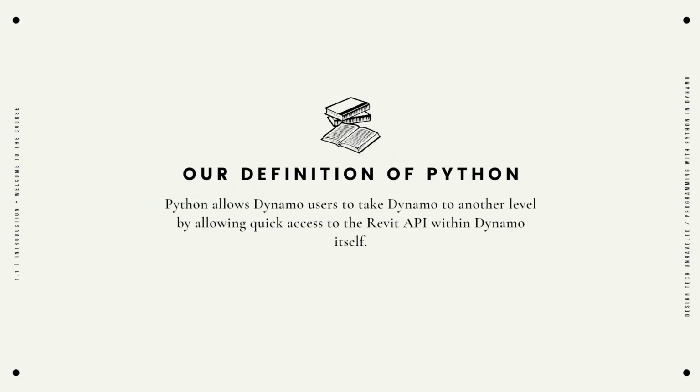For this course, we can define Python slightly different. In our case, Python allows Dynamo users to take Dynamo to another level by allowing quick access to the Revit API within Dynamo itself. So after typing a little bit of code, we can start to really poke at the Revit API quickly, which is really awesome. So that's how we're going to define it for this course.